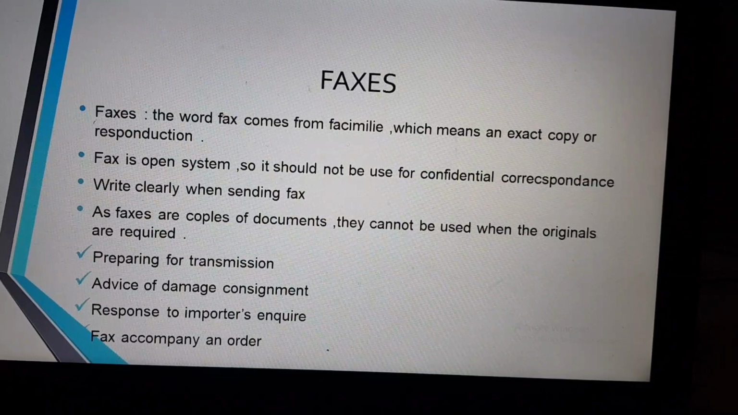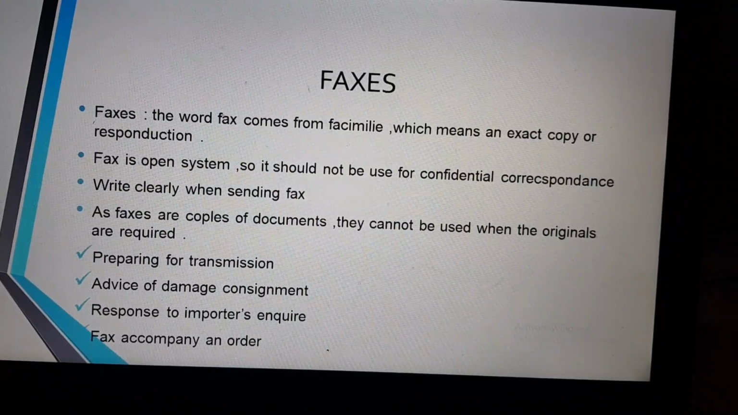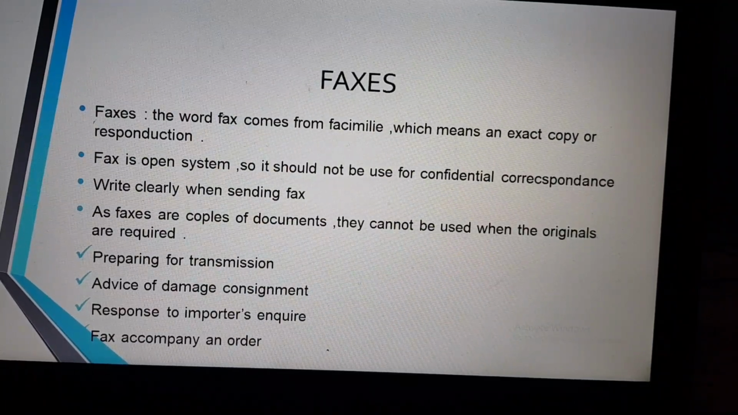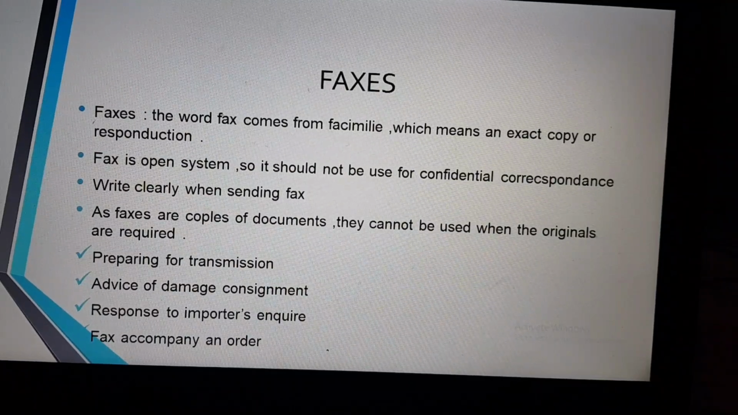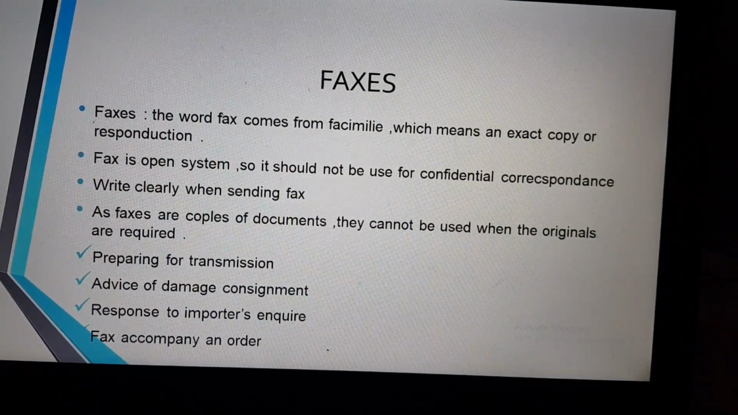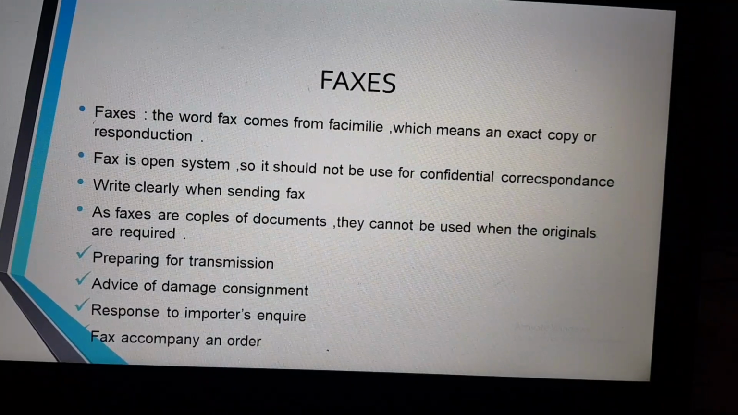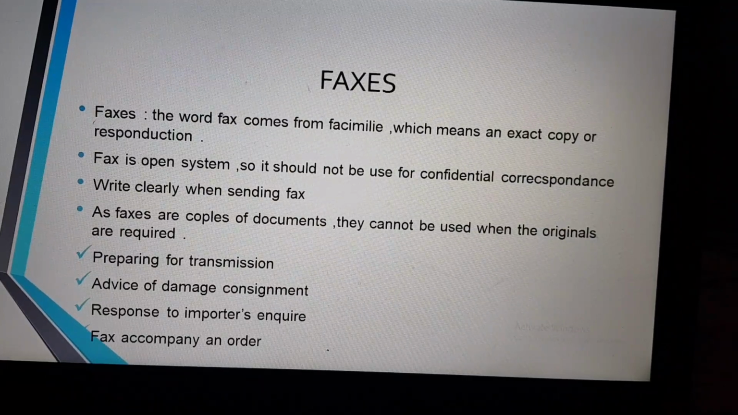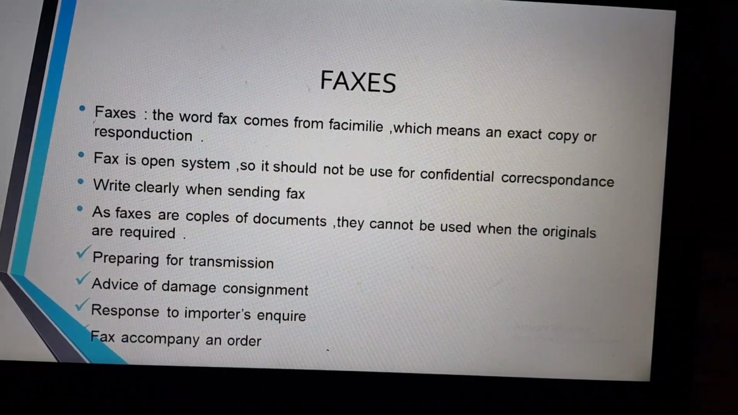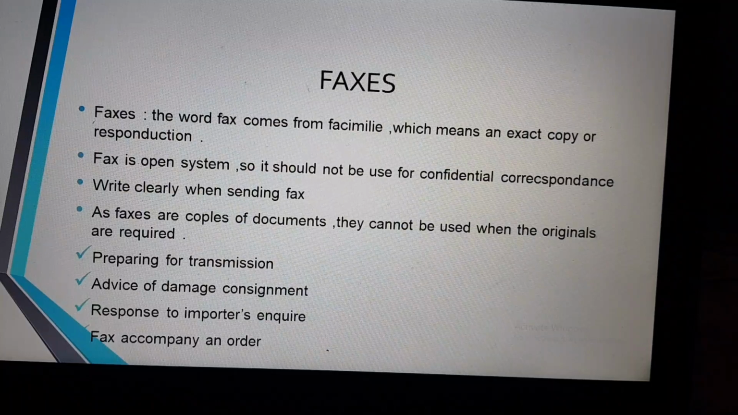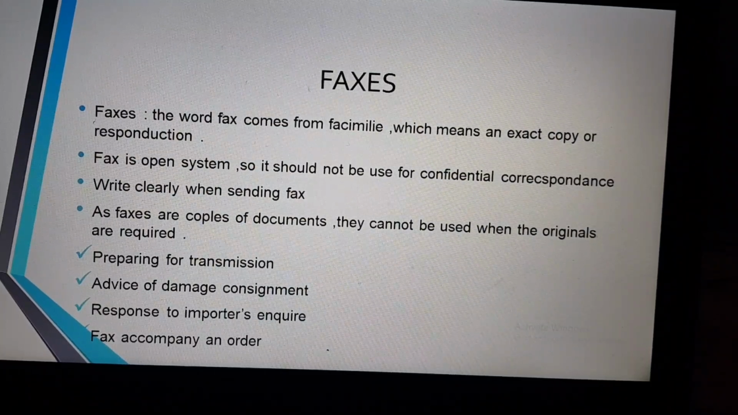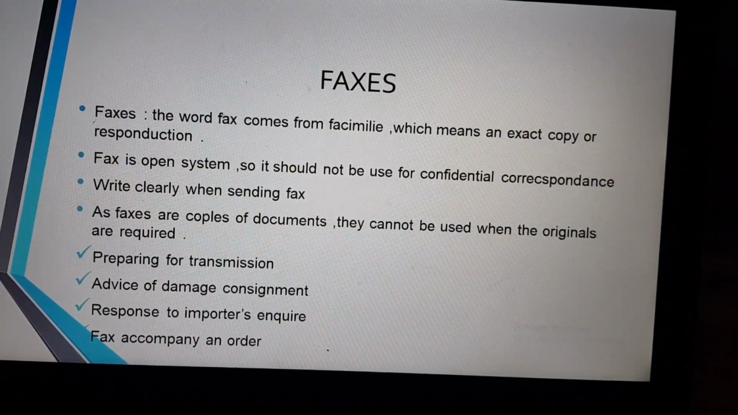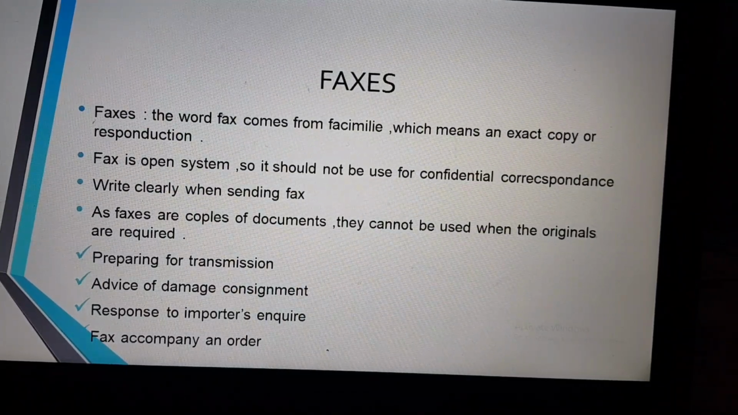Faxes. The word fax comes from facsimile, which means an exact copy or reproduction. Fax is an open system, so it should not be used for confidential correspondence. Write clearly when sending a fax, as faxes are copies of documents. They cannot be used when the originals are required.